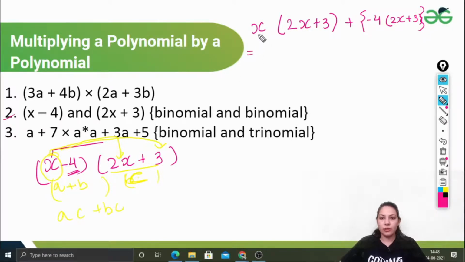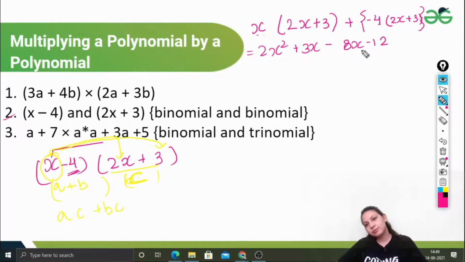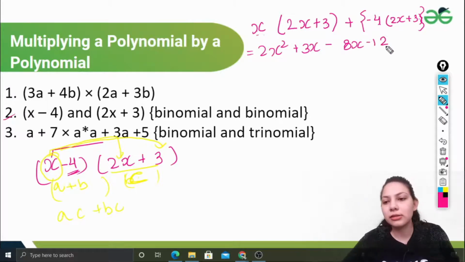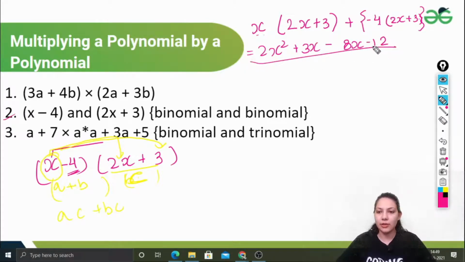Okay, so let us solve this. x into 2x, 2 into 1 is 2, x into x is x square, 3 into x is 3x, minus 4 2s are 8x, 4 3s are 12. So this is our basic answer. Why is there a minus here? Because we are multiplying minus 4 by plus 3, so minus 12. So this is the answer.